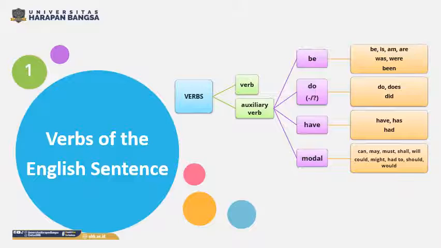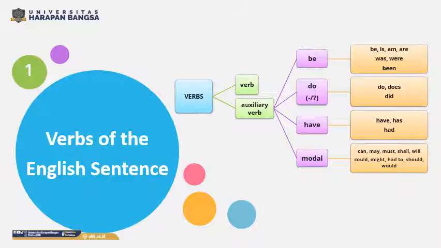Past be. I was here last night. They were in the library yesterday. Next, do. It is used when you're going to make a negative sentence or a question. For example, I don't like pizza. She doesn't like Spanish. That's for present do. And we have past do. Did you like pizza? I did not like Spanish when I was in elementary school.